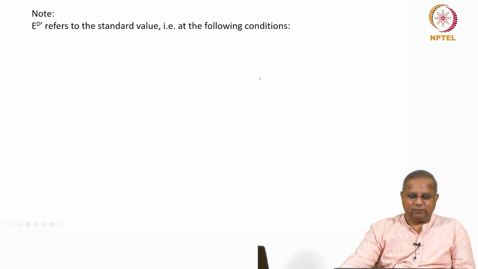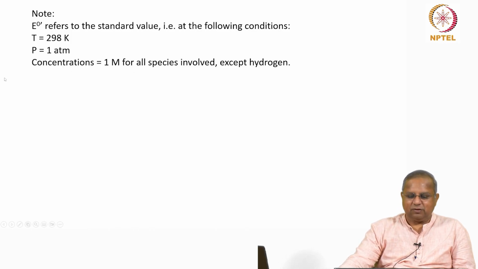Note, E naught dash refers to the standard value, which means the following conditions are met: temperature is standard, 298 K, 25 degrees C, pressure is 1 atmosphere, concentrations 1 molar for all species involved except hydrogen. What's the concentration of hydrogen ions? In this case, for E naught dash, pH is 7, very good. So, 10 power minus 7 molar.